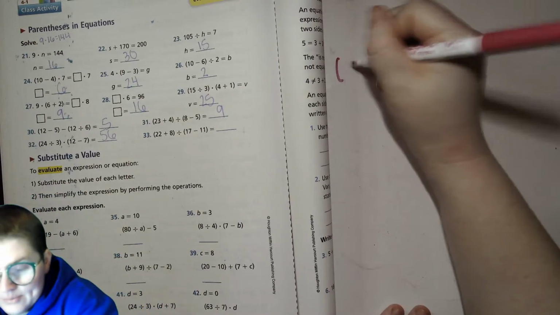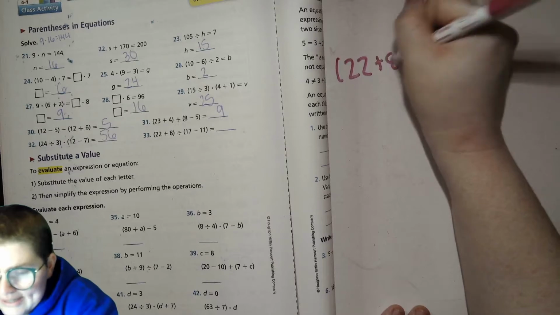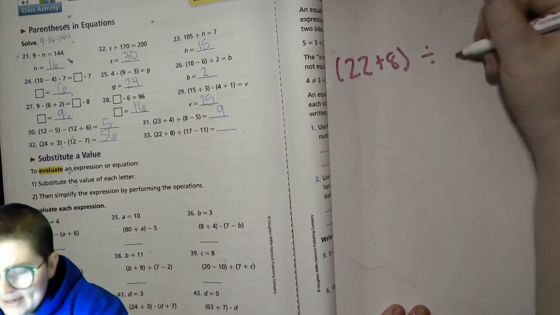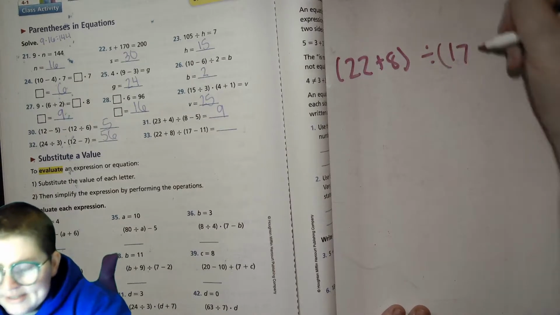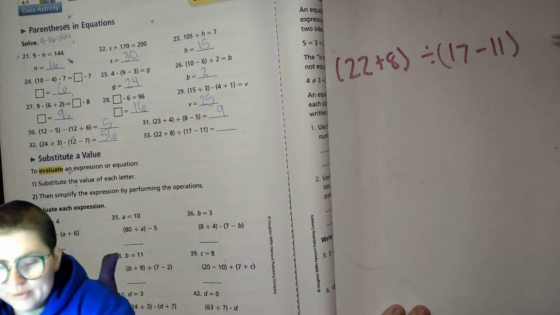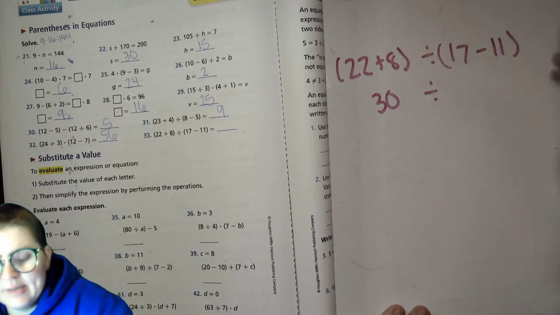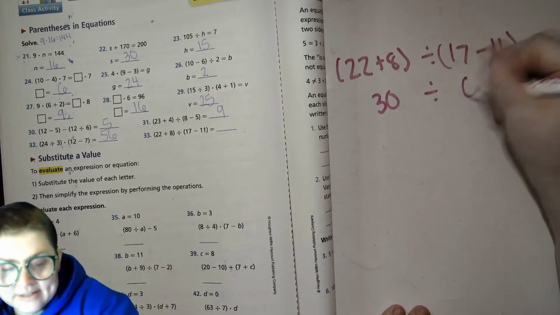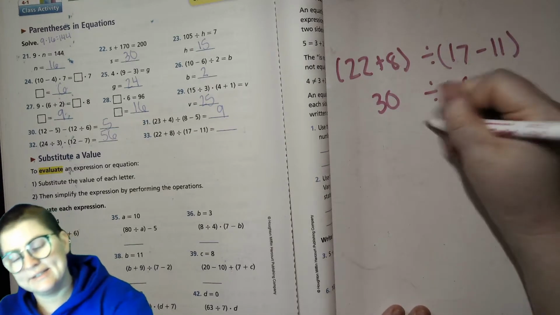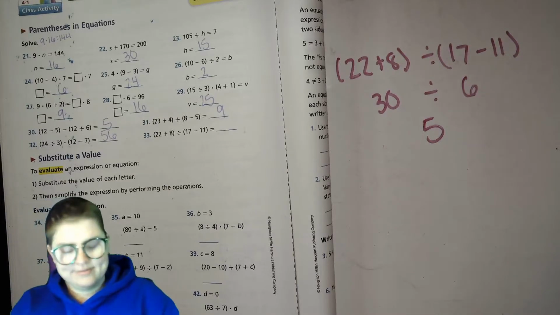Here we go. 22 plus 8, close parentheses, divided by 17 in parentheses minus 11. 22 plus 8, 30, divided by 17 minus 11, 6. 30 divided by 6, 5.